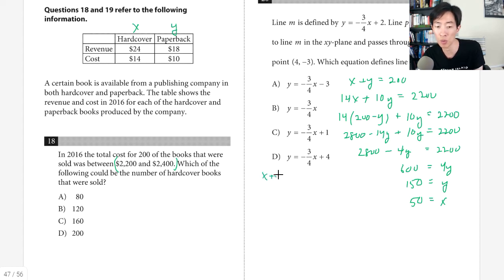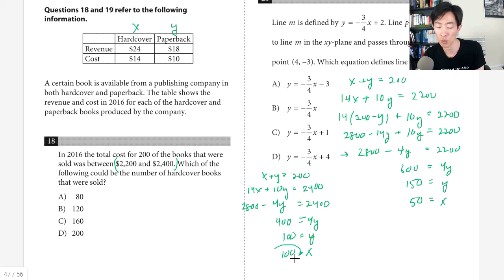You would do X plus Y equals 200. Here, 14X plus 10Y would equal 2400. And the math is actually going to be the same all the way down to this line right over here. So this is going to say 2800 minus 4y equals 2400. And then do the same thing, add 4y to both sides, subtract 2400 from both sides. We get 4y is 400, divide by 4, y equals 100. If y is 100, x is also 100.